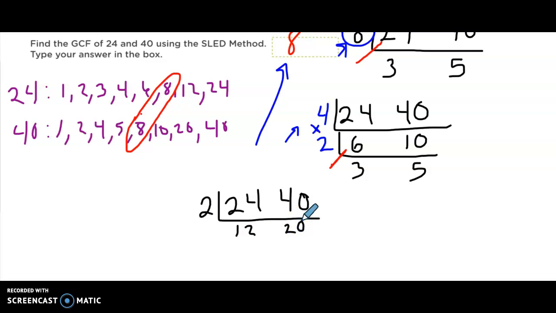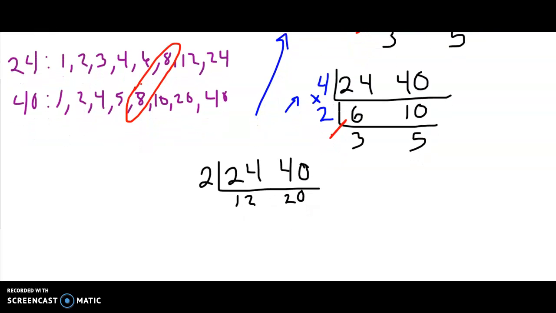Because 24 divided by 2 is 12, and 40 divided by 2 is 20. Now, is there another thing that goes into 12 and 20? Yes, another 2. So let's pull out a 2. And what are you left with? 12 divided by 2 is 6, and 20 divided by 2 is 10. Now look. Isn't that the same thing as 6 and 10? Is there another factor that I can pull out of 6 and 10? Yep, another 2. What are you left with? That's right, 3 and 5.